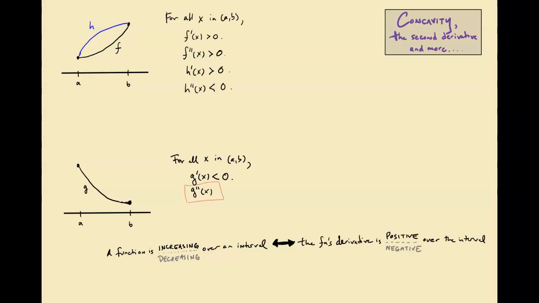The second derivative of g is the rate at which the first derivative changes. Now, the first derivative is always negative, but as we move from a to b, what's happening to the value of the first derivative? It starts out a fairly steep negative, and it's rising up towards 0. So that means the value of the first derivative is increasing as we go from a to b.